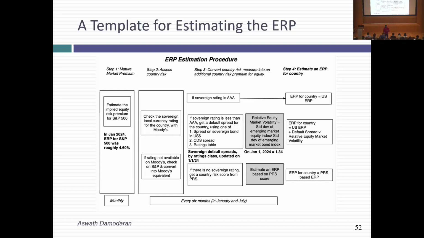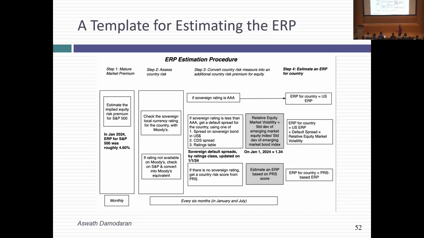Instead of trying to get this for each country, I computed it collectively for all emerging markets by looking at two indices, one maintained by S&P, the other, I think, by MSCI. The S&P index is an emerging market equity index. I looked up the standard deviation of that index. And MSCI maintains an ETF of just emerging market government bonds. And I looked up the standard deviation of that index. That ratio on January 1st, 2024 was 1.34.